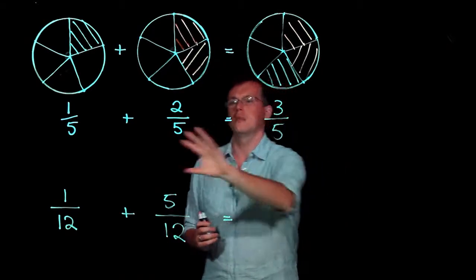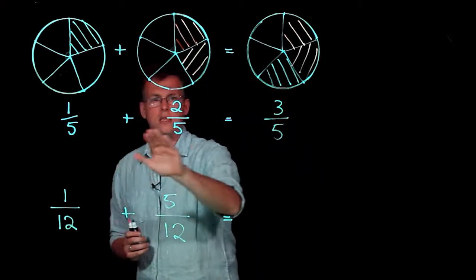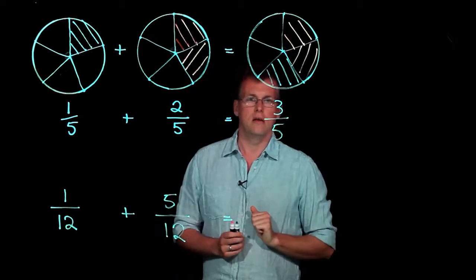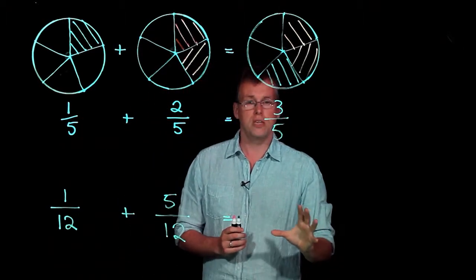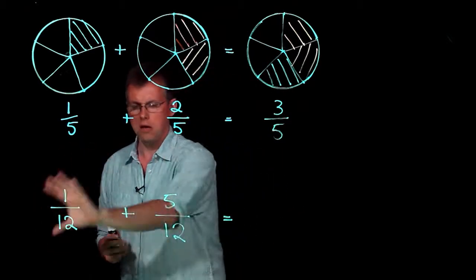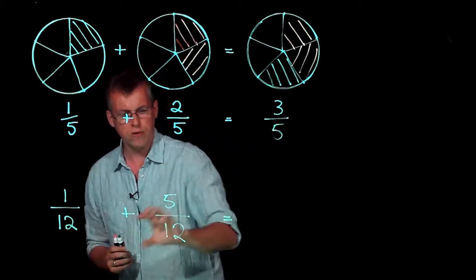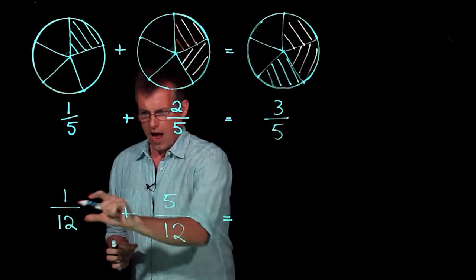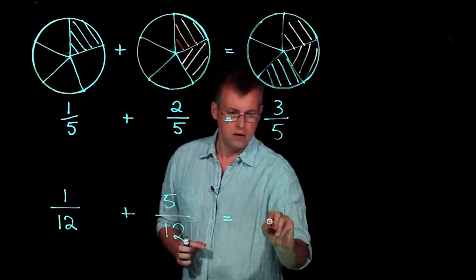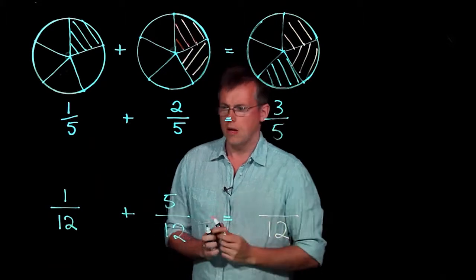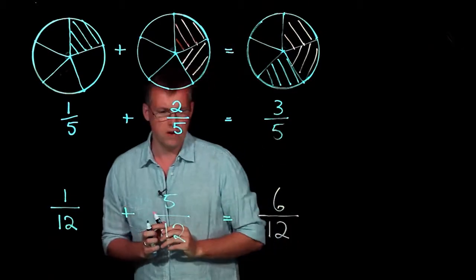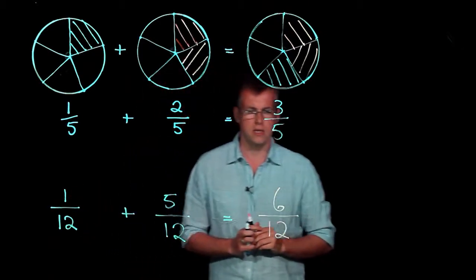And if we look at the numbers there, we can see that the denominator remains the same and we are adding the numerators together. So if we apply that principle to this bottom problem here, where we're adding 1/12 to 5/12, where the denominator remains the same and we're adding the numerators. 1 plus 5 is 6, the denominator remains the same.